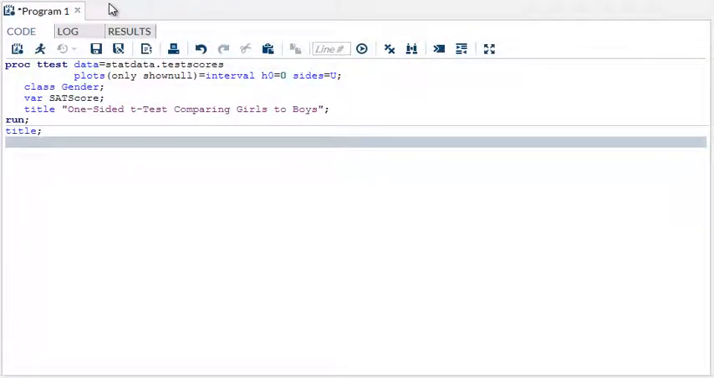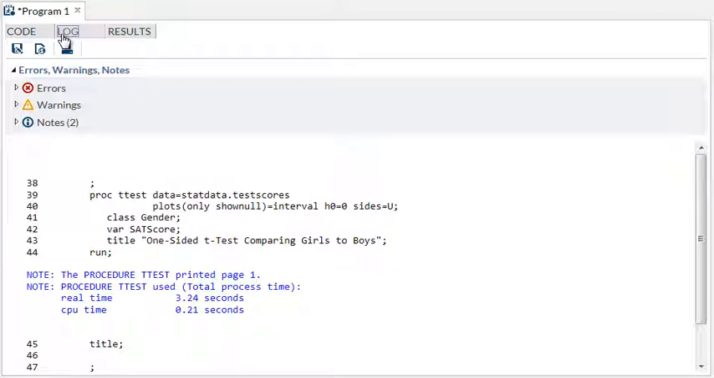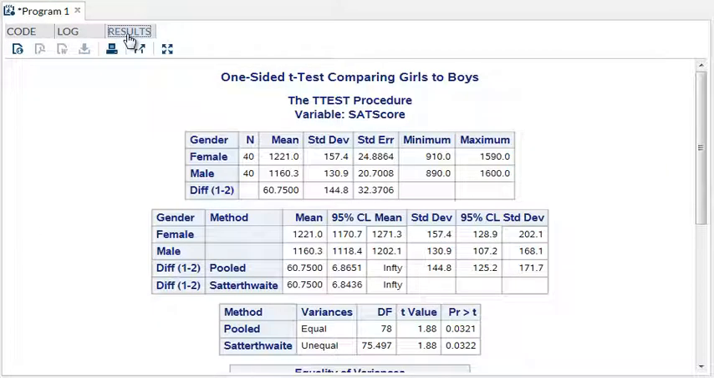To calculate a one-sided upper-tailed t-test and determine if the mean SAT score for females is greater than the mean SAT score for males, let's submit this PROC TTEST step. The log shows that SAS processed the code without errors. Here are the statistical tables.